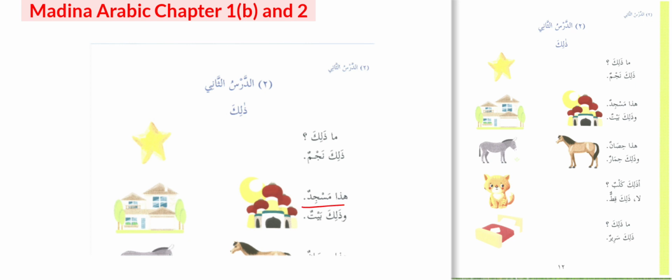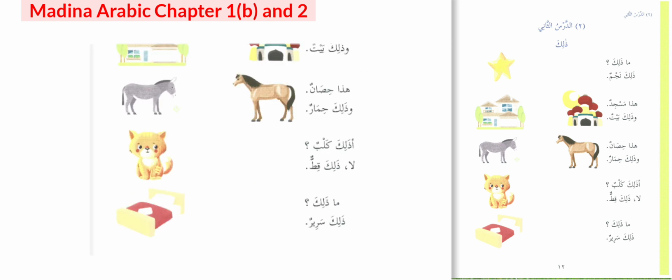Haza masjidun. Now this masjid must be closed. Haza masjidun. This is a masjid. Wa zalika baytun. You see, this bayt is far away. So zalika baytun. That is a house. This is a masjid, that is a house. Haza hisanun. This is a horse. Wa zalika himarun. And that is a donkey.